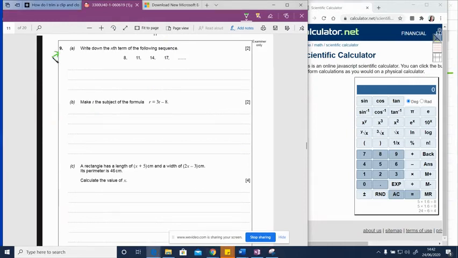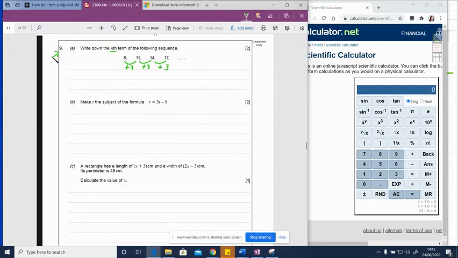And we move on to question 9. It asks us to write down the nth term of the following sequence. So looking at this sequence, I can see that the difference between each of the numbers in the sequence is that you have to add 3 to get to the next number.